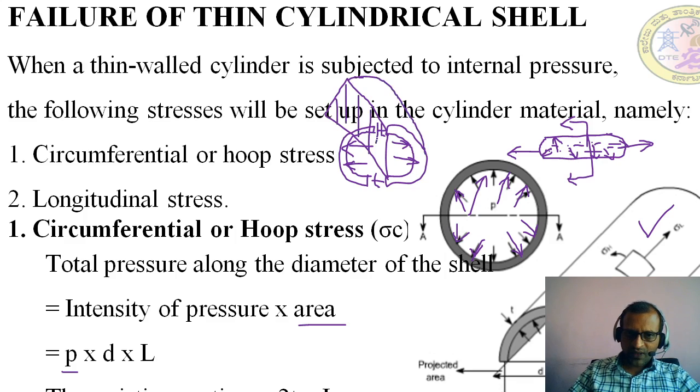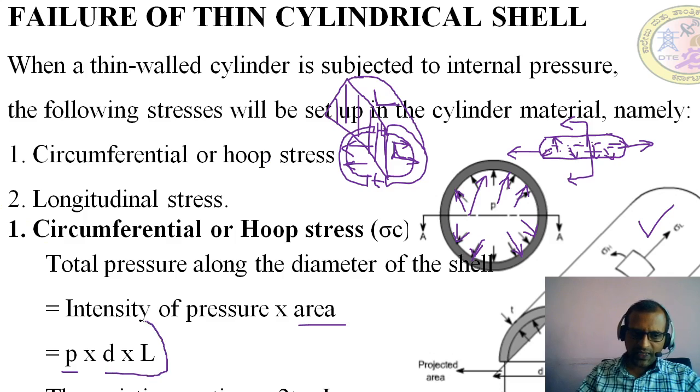So this area you need to find out. This area means the pressure is put on this area. Because this is D and this is L, so D into L. So on this projected area, the pressure is applied. That is nothing but P into D into L. This is the projected area. P is the intensity of pressure stored in that cylindrical cell, right? So now we can see how much resisting force is developed inside. So what is the area resisting this internal pressure?